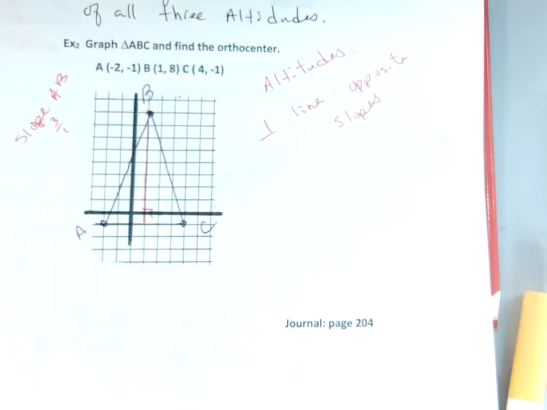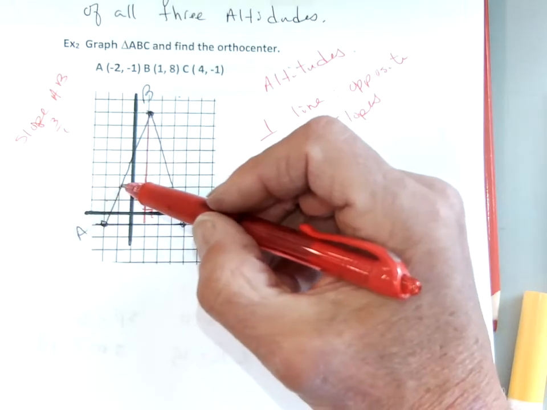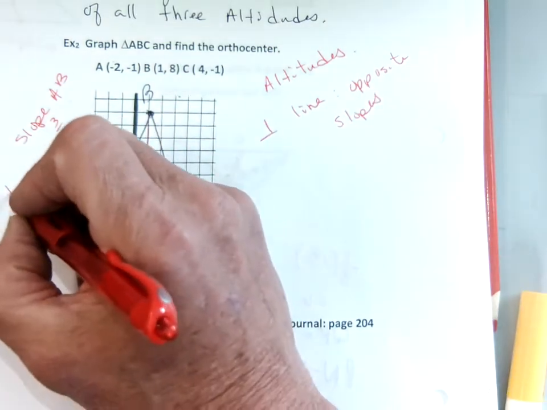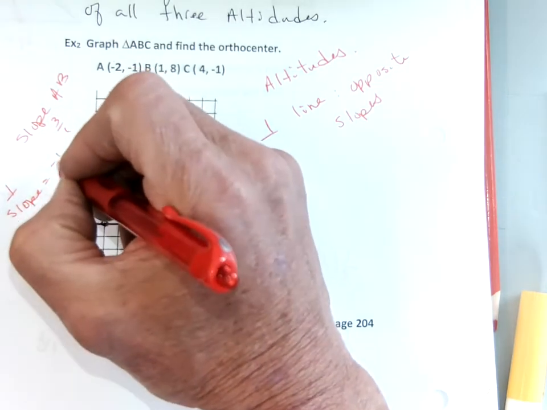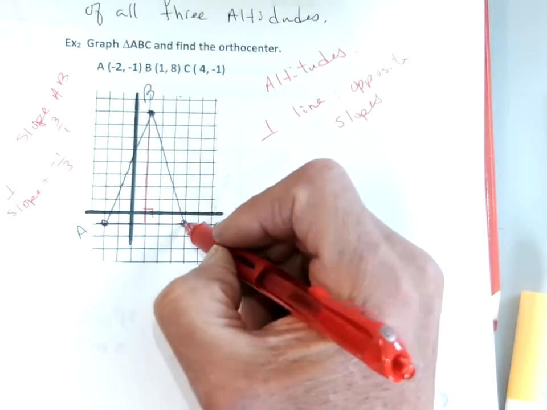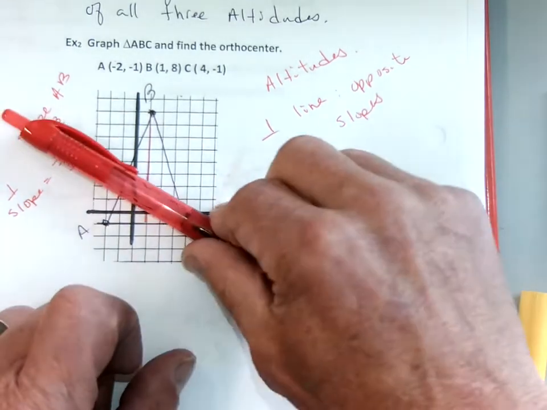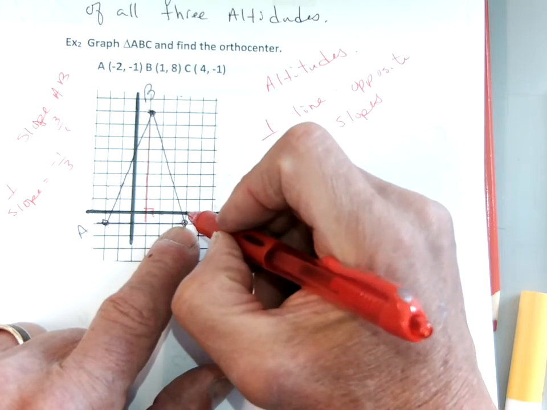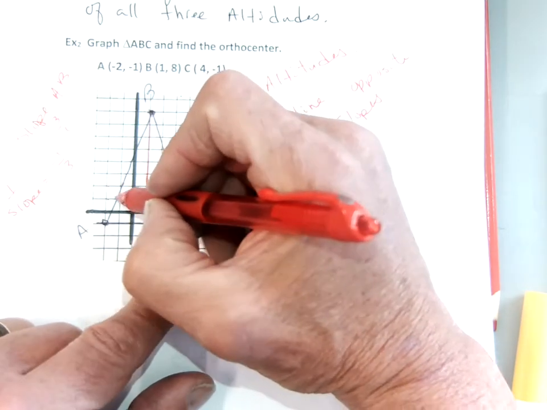I just counted it. Up 3 over 1. The opposite slope, the perpendicular slope, would have to be a negative 1 over 3. So from point C, I'm going to do that. I'm going to go 1, 3. 1, 2, 3.